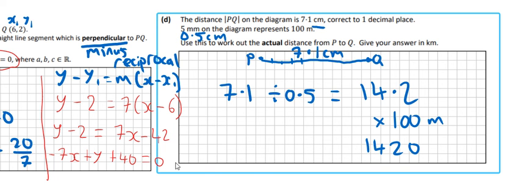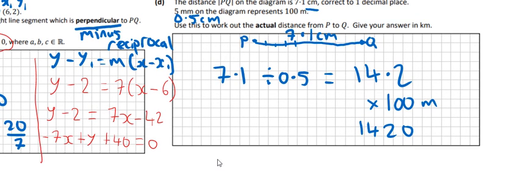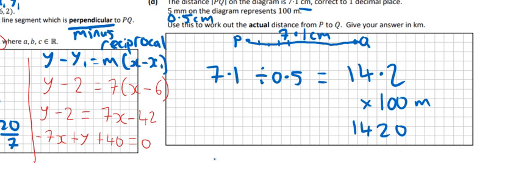But if you look back at the question again, it asks us at the end to give your answer in kilometers. So 1,420 meters. The way we change that into kilometers is we're going to divide by 1,000. So that is 1.42. And then we changed it to kilometers. So 1.42 kilometers is our final answer.